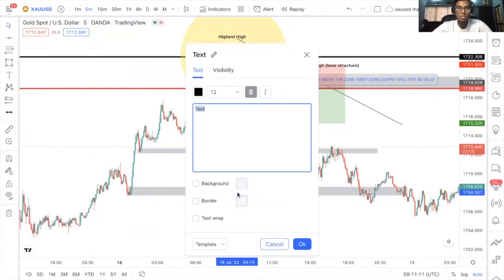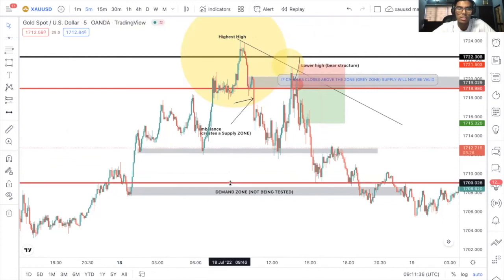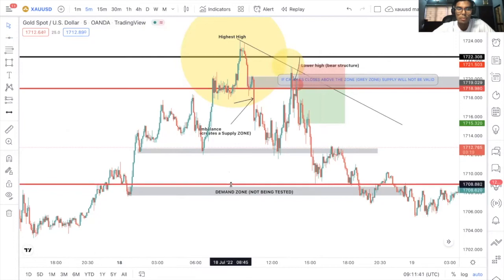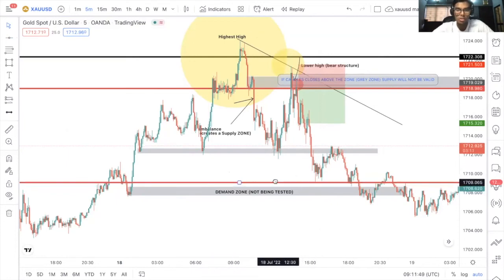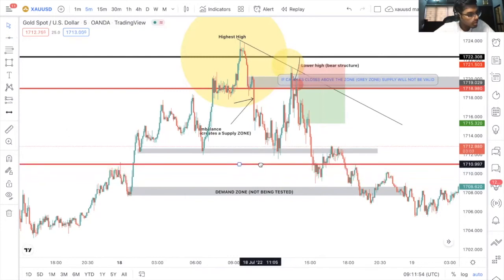So let me just, my TP was actually about here. Initially my TP was around here, but I actually closed it out early because I thought the trade was already good enough because I'm running in 60 pips. So I closed it out early around 1712 eventually.